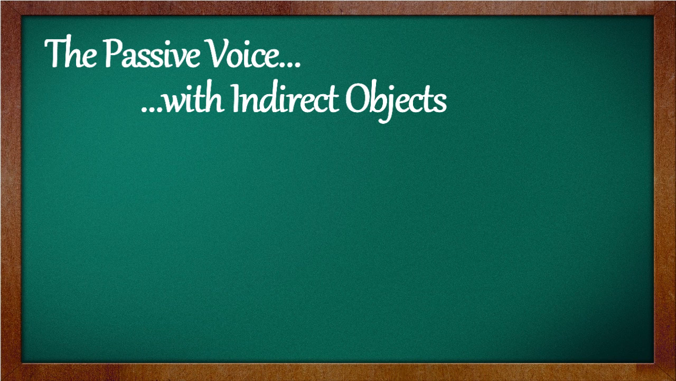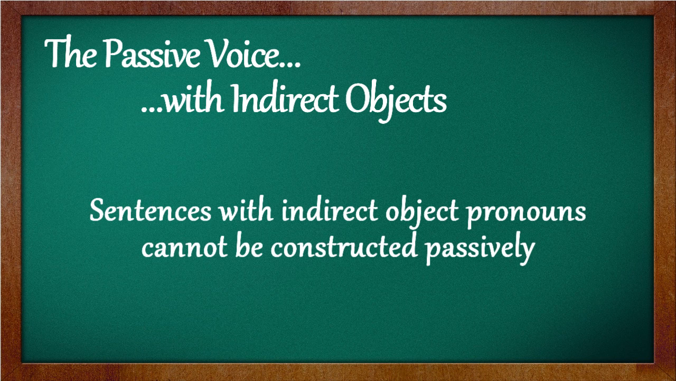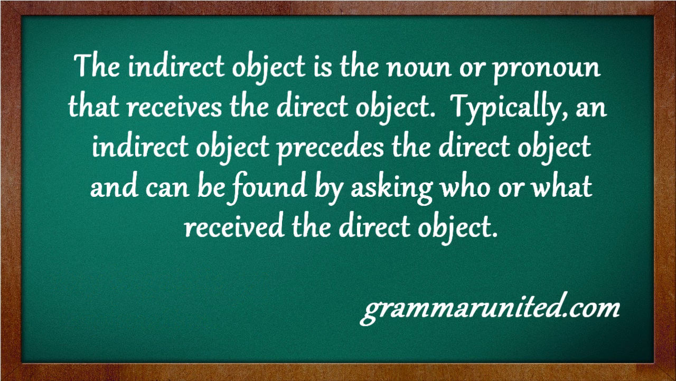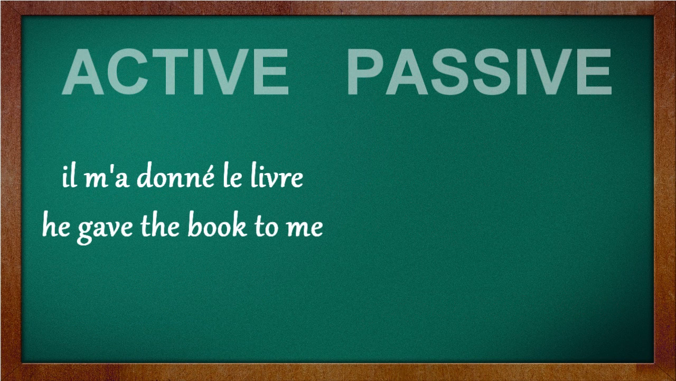Now the first thing you need to understand about the passive voice is that if there's an indirect object in your active sentence, you cannot construct it passively. So instead we have to simply use the active voice. Why? Because usually indirect objects follow a direct object. So we can't do what we normally do by swapping the object and the subject over because we've essentially got two objects. So let's take the sentence Il m'a donné le livre.